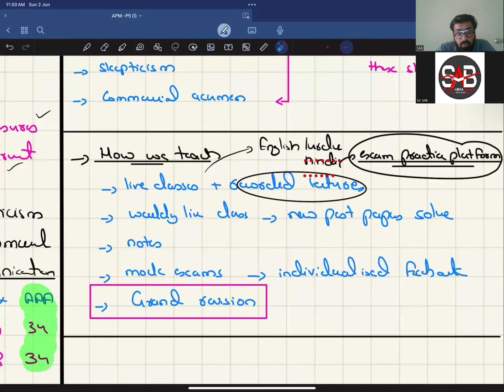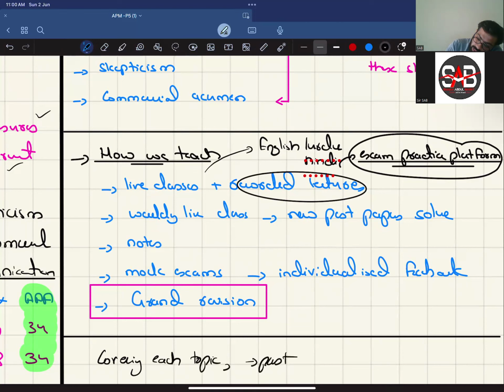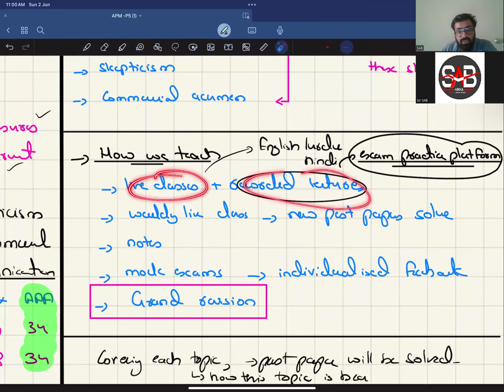Then, after covering each topic, the strategy to pass this paper is that a past paper would be solved, so that you know exactly how this topic is being tested. You should have an idea. So our strategy for this paper is that we'll have a live class and the recorded lecture as well.